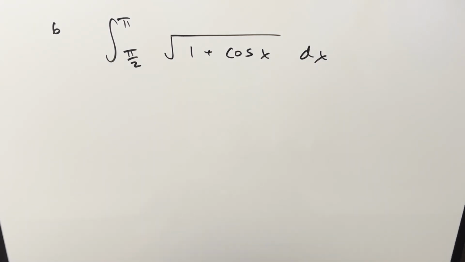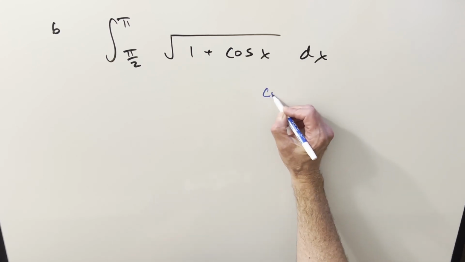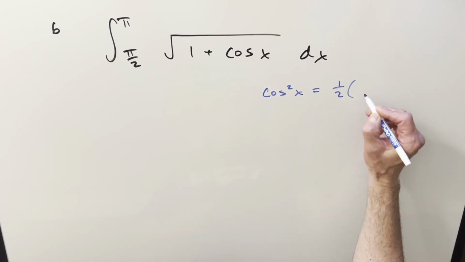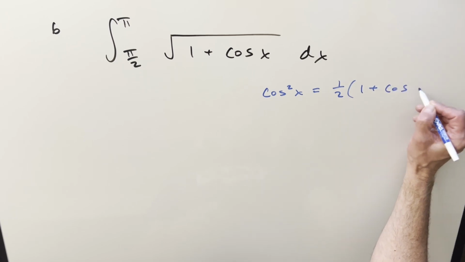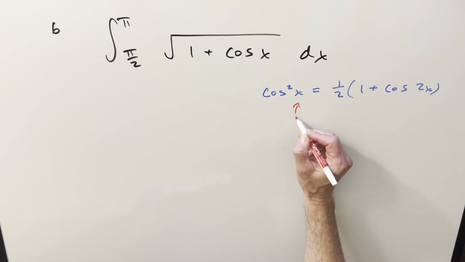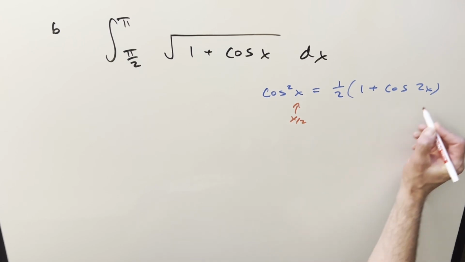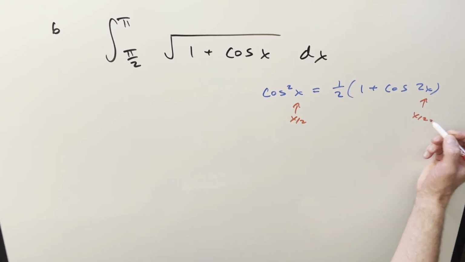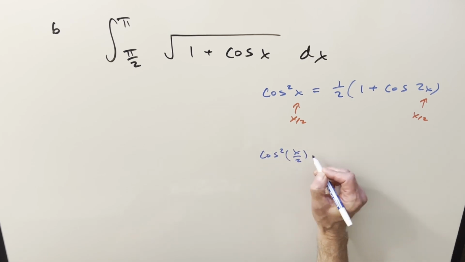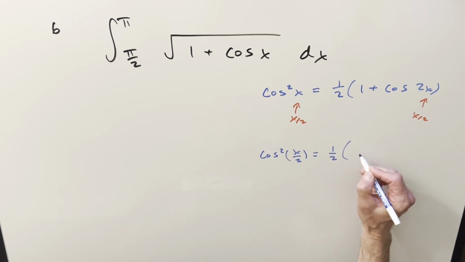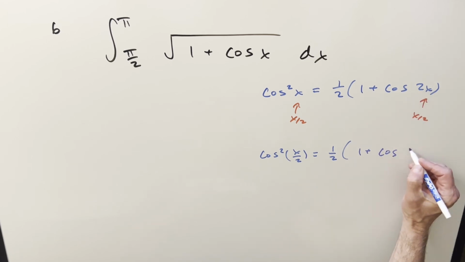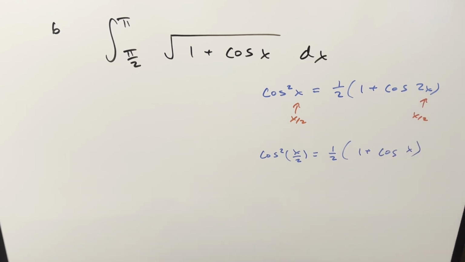And what I think I want to do, let's not start there though. Let's start actually with this identity. Cosine squared x is the same thing as 1/2 (1 plus cosine 2x). And then if we just plug in x over 2 into this, now you have cosine squared x over 2. This is going to be the same thing as 1/2 (1 plus cosine). When you plug this in here, the 2's are going to cancel and we just have cosine of x.